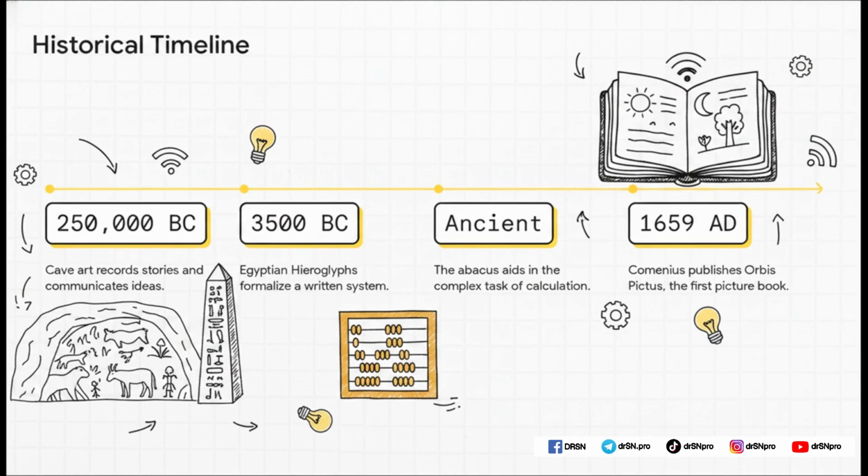Just consider this historical suite for a moment. In 250,000 BC, humans were using cave art to systematically record and communicate stories. By 3500 BC, Egyptian hieroglyphs stepped in to formalize information into a written system. Over in the ancient era, the abacus was literally engineered to aid in the really complex task of calculation.